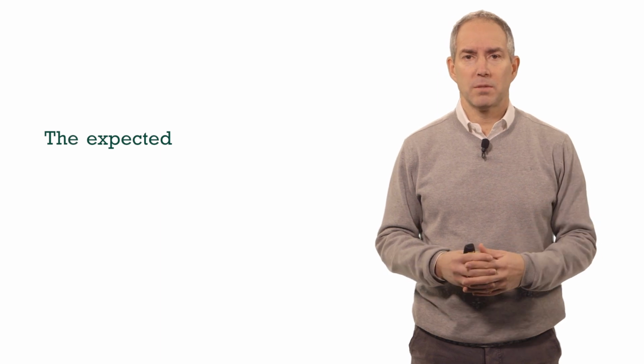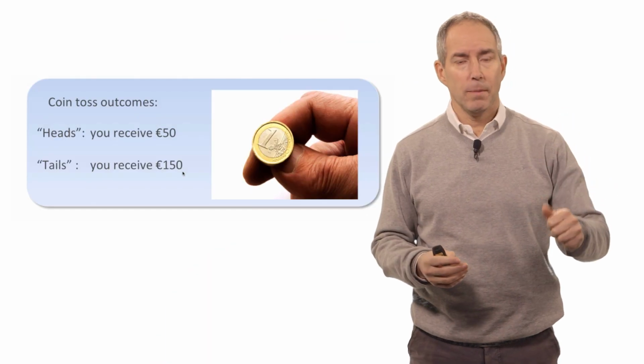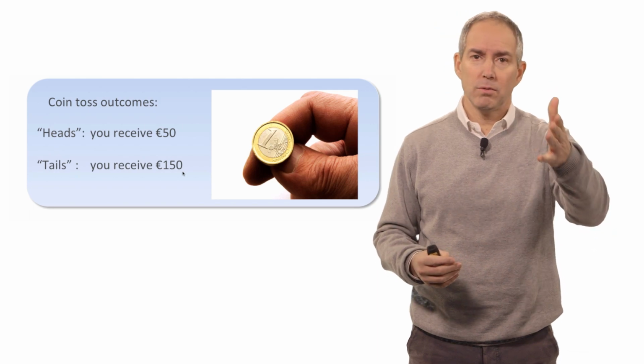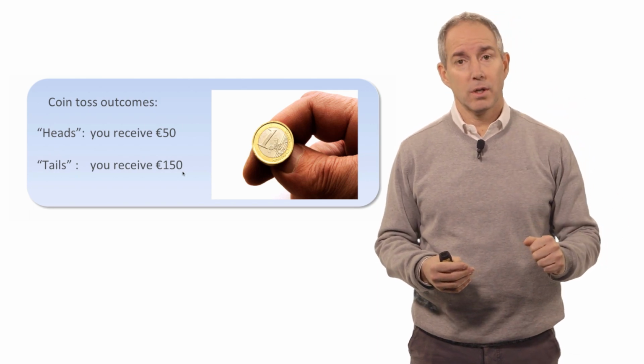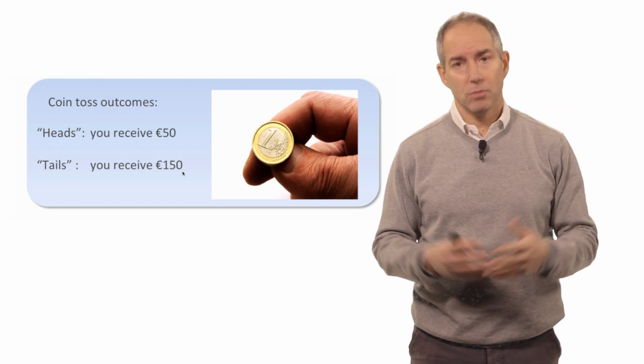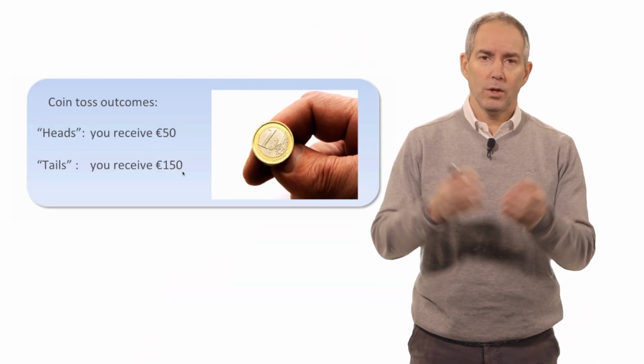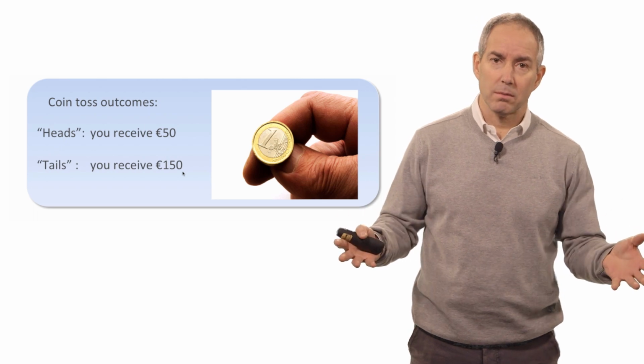What does it mean to be the expected? Well, to convey that principle, we're going to imagine a coin toss. I'm going to toss a coin, and when the coin comes up heads, I'll pay you $50. If the coin comes up tails, I'll pay you $150. It's a fair coin, no messing around, so it's 50-50 probability of heads or tails. And now I'm going to ask you this question. What do you expect to receive as a payment?